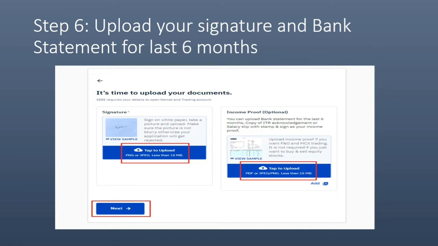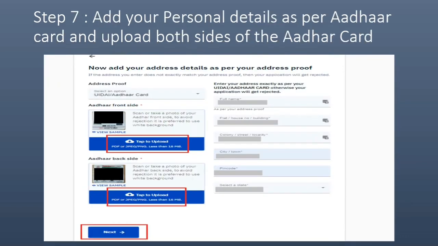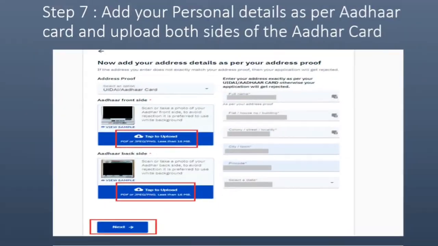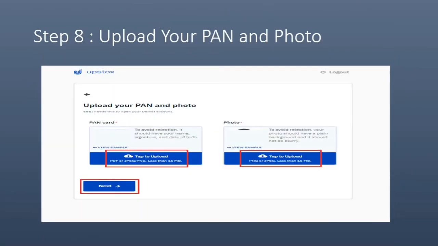Upon entering your bank details, you will be directed to the next page, which is for you to upload your documents. These include signature as well as an income proof. The income proof can be a bank statement of the last 6 months. Similarly, both sides of the Aadhaar card must be uploaded. On the right side of the screen, you will be asked to enter your personal details, and it is important to note that the details you give on the right side of the screen should be an exact match with the Aadhaar card. Upon completion of that, you will be asked to upload your PAN and your photo.